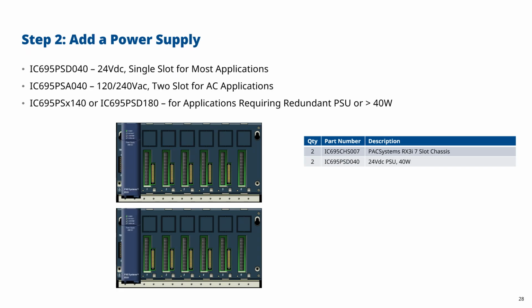We then add the power supplies. So again, for most applications, single slot 24 volt DC, so the IC695 PSD040 would work. Now I have seen some applications where people specify redundant power supplies on the CPUs, but we've already got redundant CPUs, so I don't see how adding redundant power supplies really helps. So provided those independent power supplies are provided from different voltage rails, you then eliminate any single point of failure.